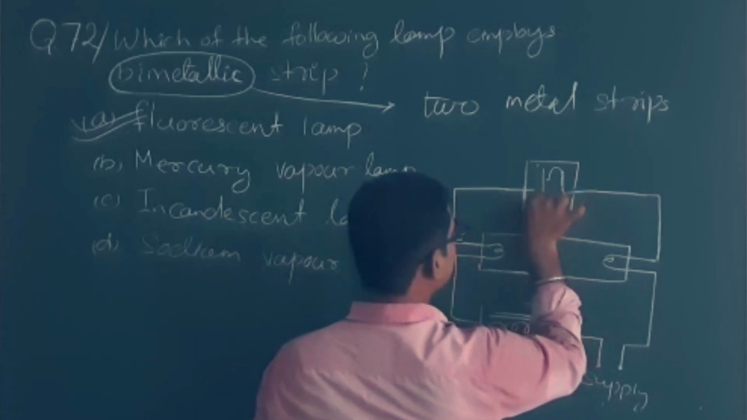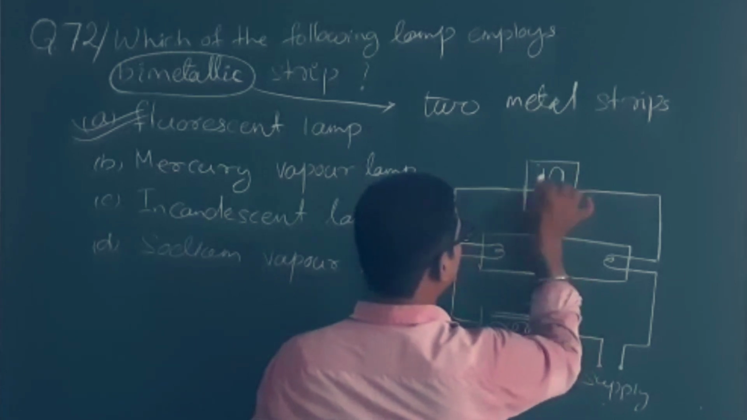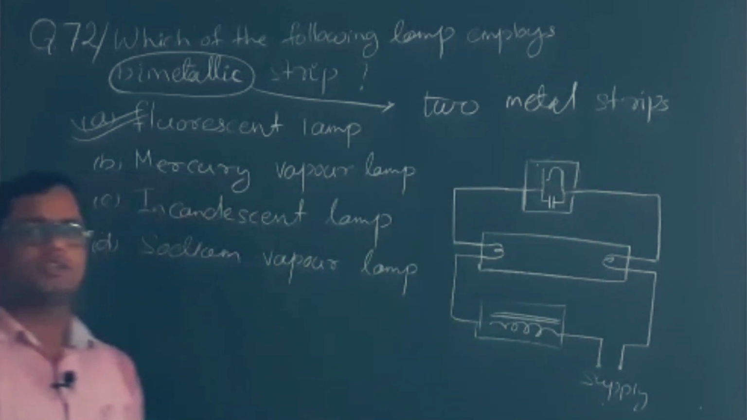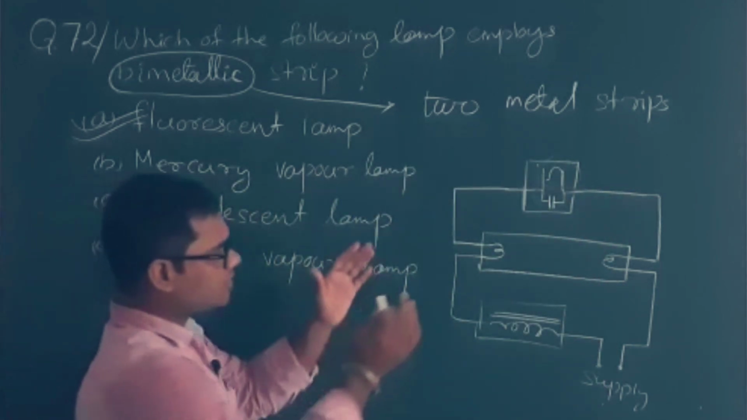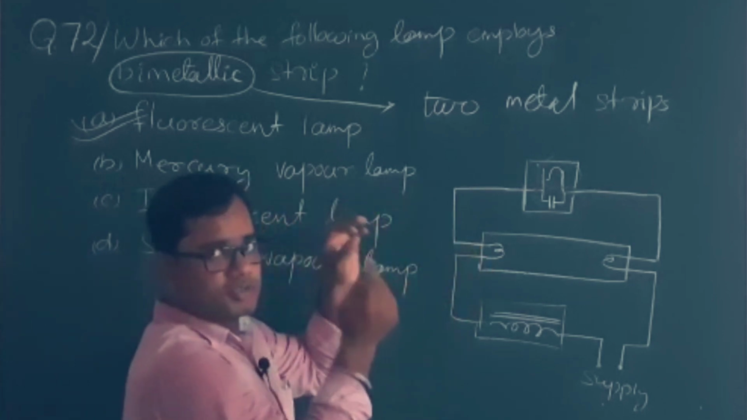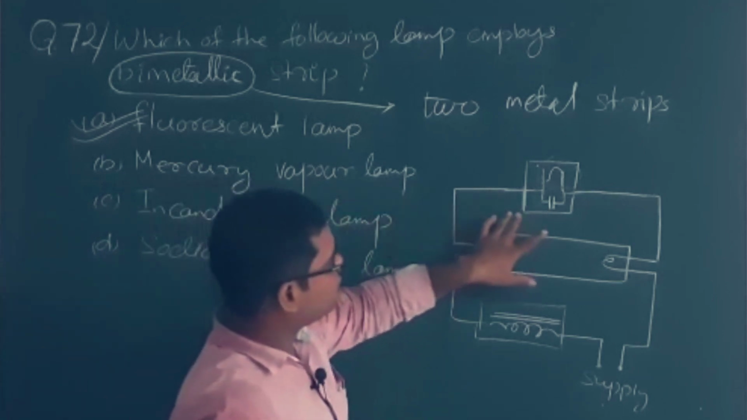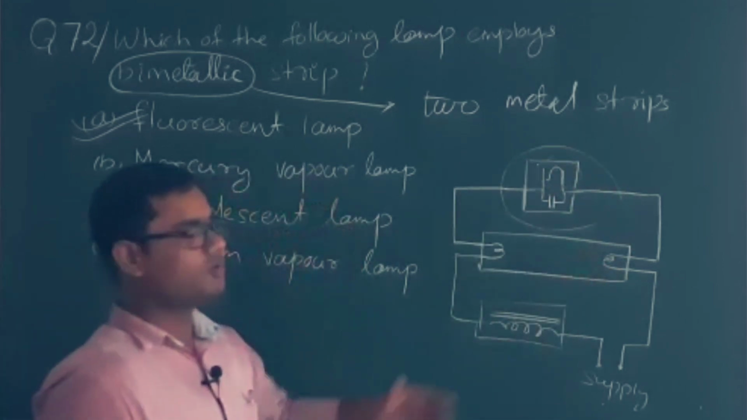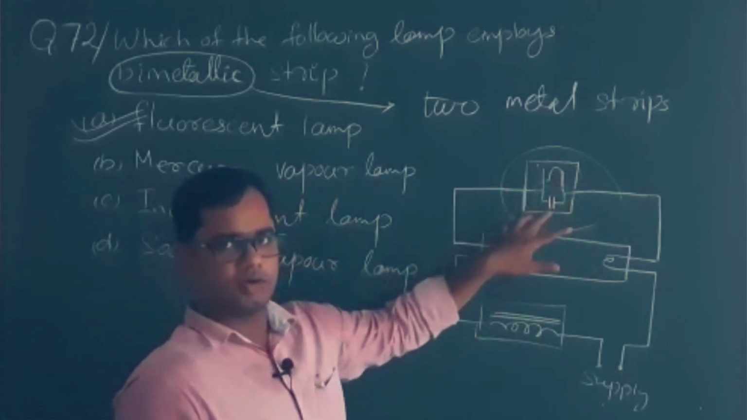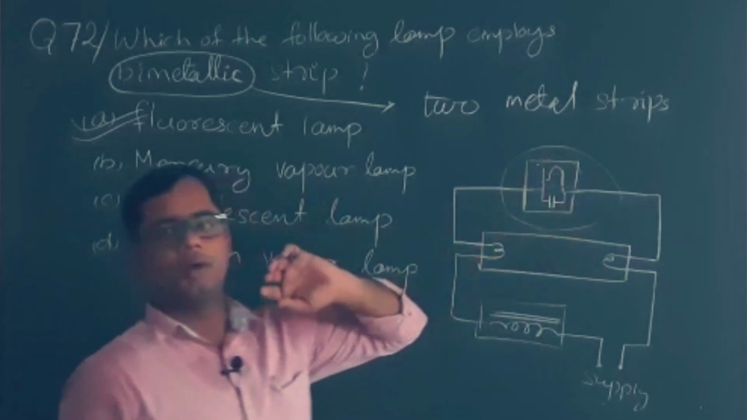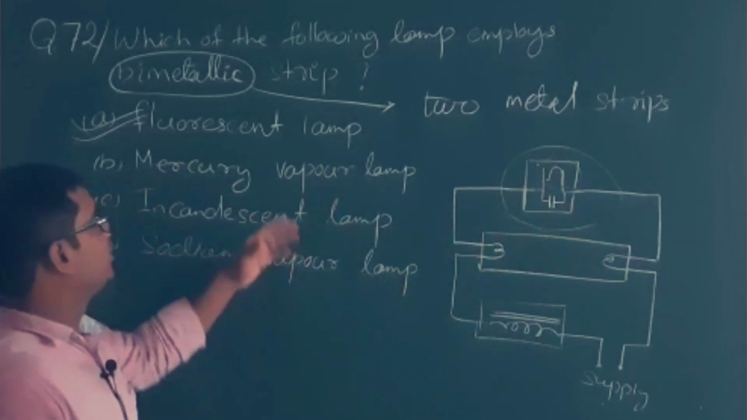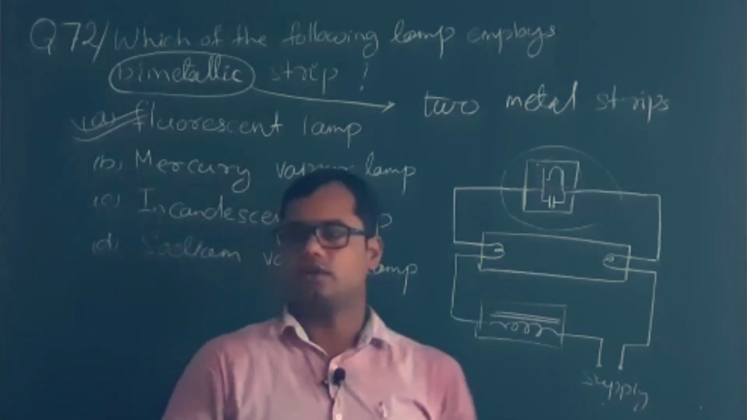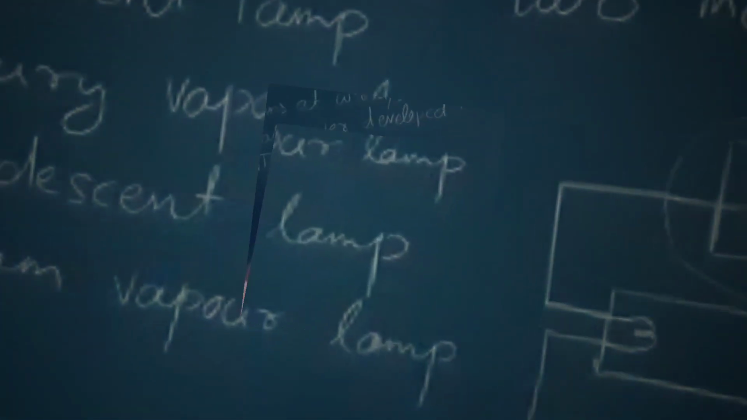So this is called the bimetallic strip. If you just remember the diagram, you can remember that this is the capacitor, this is the starter, and in between the starter the capacitor is there, and the bimetallic strip is present. So from these options, fluorescent lamp is the correct choice. Moving to the next question.